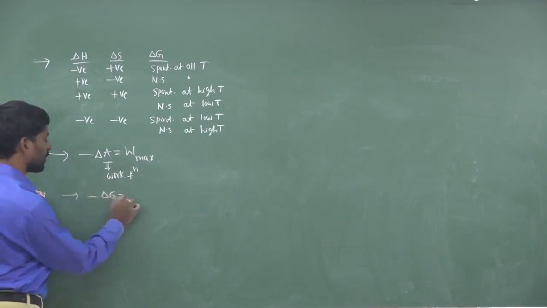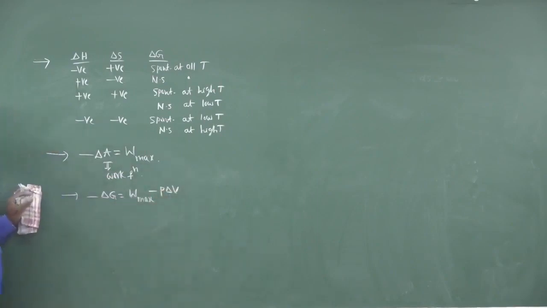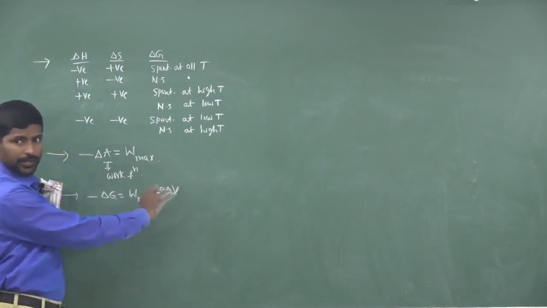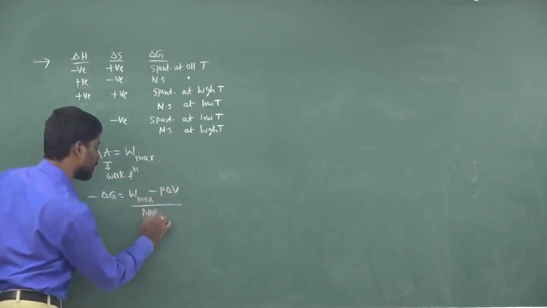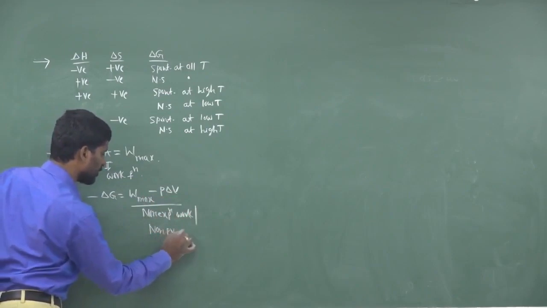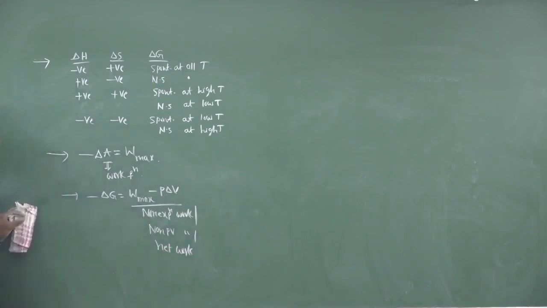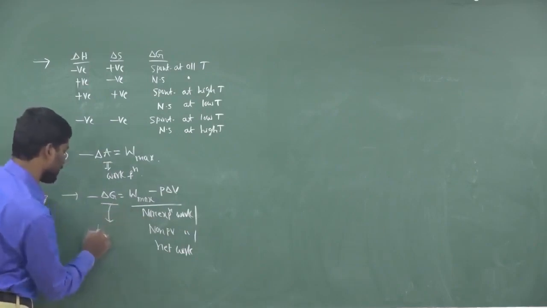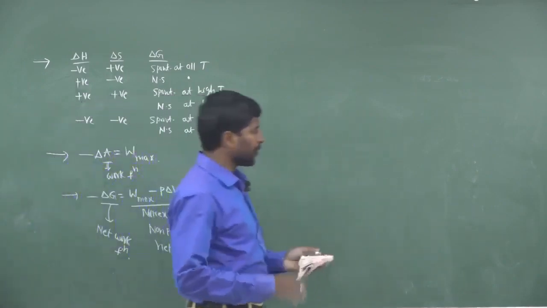Next, the decrease in G gives what? W max minus P delta V. The decrease in G during a process gives maximum work other than PV work or expansion work. This is called what? Non-expansion work. Another name is non-PV work. Another name is network. So, the decrease in G during a process gives what? Network done by the system. So, G is also called network function.